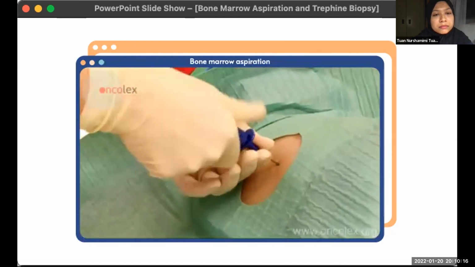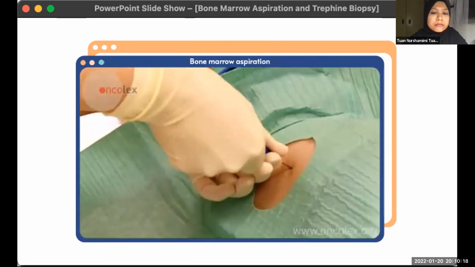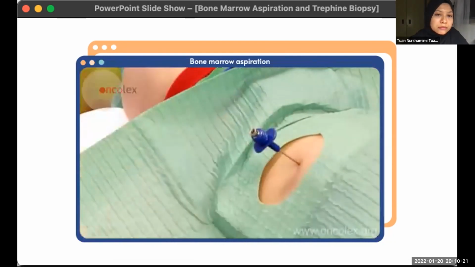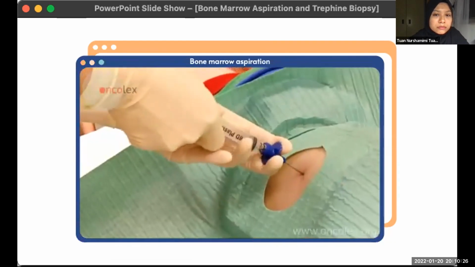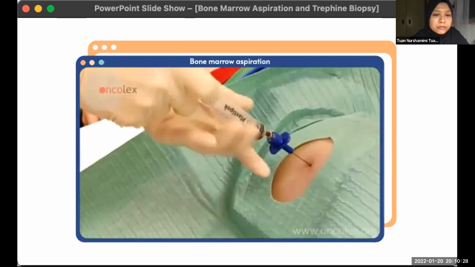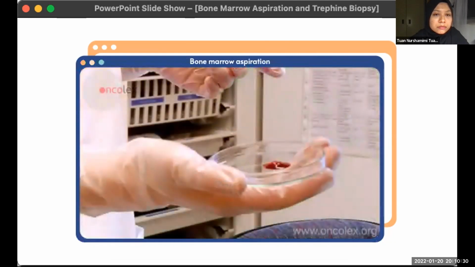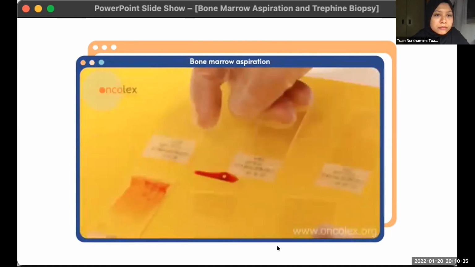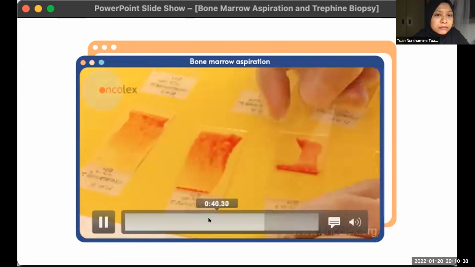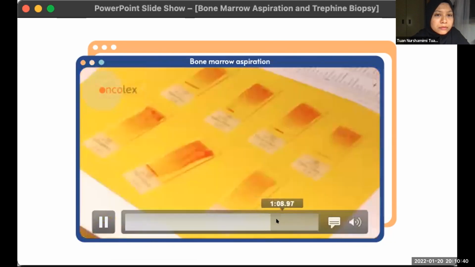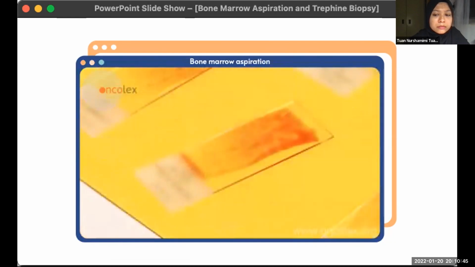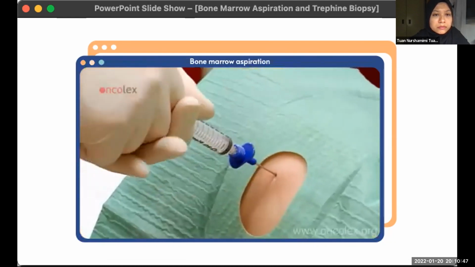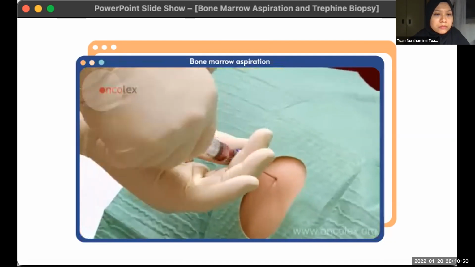When the needle is in the spongy tissue, the trocar is removed and a 5 milliliter syringe is connected to the needle. 0.2 to 2 milliliters is quickly aspirated for a regular bone marrow smear. 6 to 8 smears are placed on slides. The smears are sent to the lab for fixation and staining. An additional 2 to 3 milliliters times 2 are aspirated for flow cytometry.